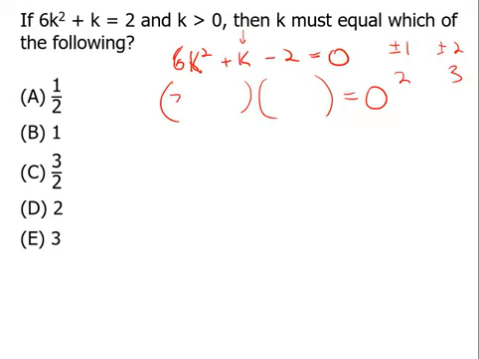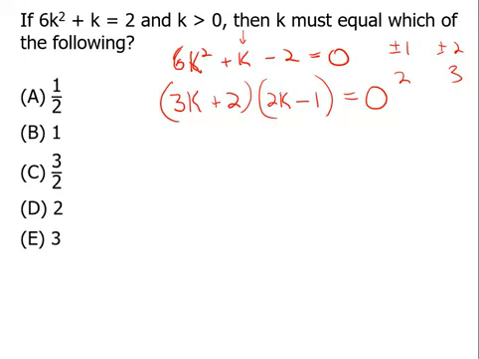And so we know that we're going to have a 3k and a 2k. That 2k has to get multiplied by positive 2, and the 3k has to be multiplied by negative 1 to produce the cross term of k. So notice now this is totally factored. 3k plus 2 times 2k minus 1 will give me 6k squared. The 2 times negative 1 will produce the negative 2, and the 4k minus 3k will produce the cross term of k.